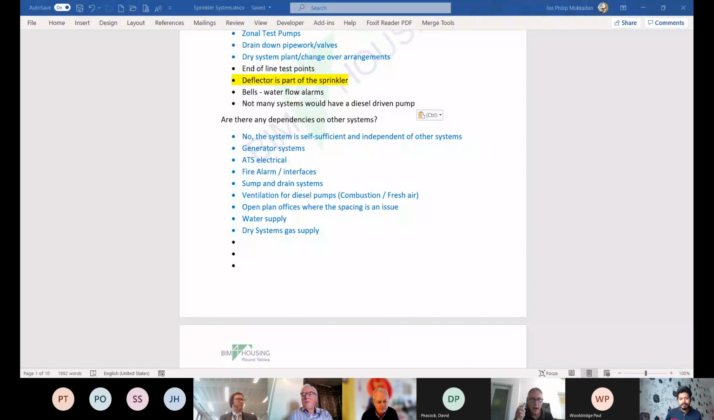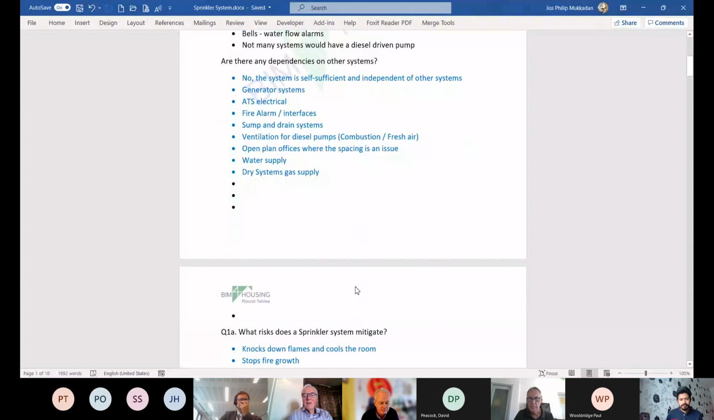Richard. Right, okay. Has anybody got anything that they want to add on to this listing? Any other dependencies? Right, I'm going to take that as a no, and move down.